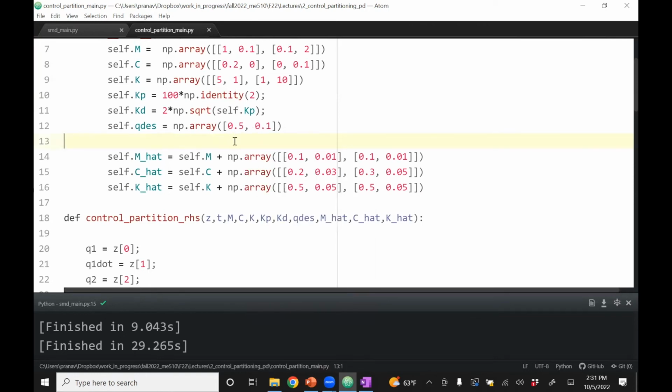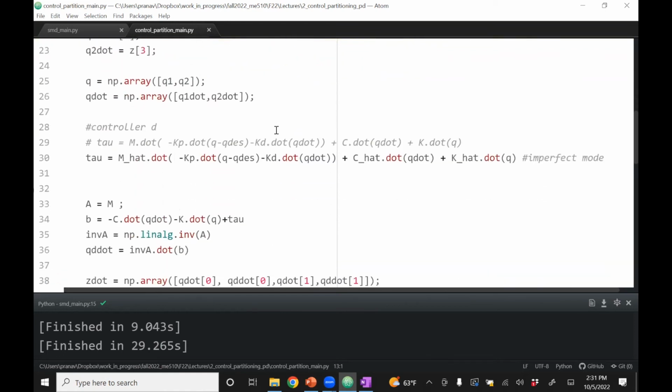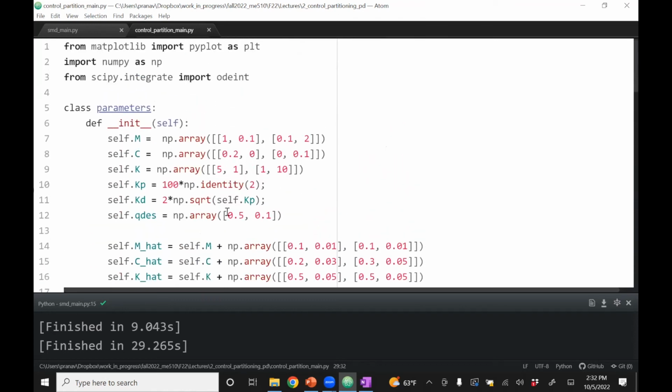I'm trying to do something different here. I'm trying to get the system to go to 0.5 and 0.1. And the way you do this is through a small change in the equations. So remember, this is the equation which I wrote down. The only change I make is that instead of having KP times Q, I put KP times Q minus Q desired. What this does is it tries to get the system to Q desired. In my derivation, Q desired was 0. But if you wanted to go to some different set point, just put that set point. In this case, the set points were 0.5 for Q1 and 0.1 for Q2.